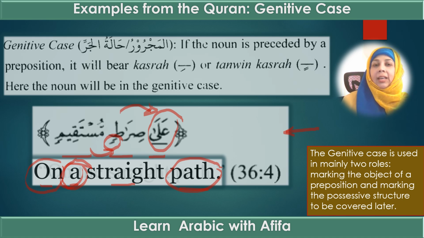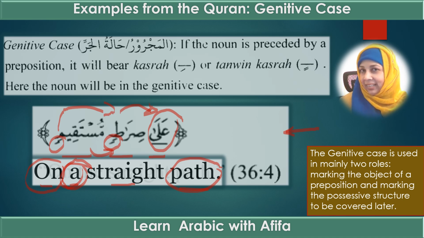Okay, and we see that mustaqimin is also tanween kasra. Why? Because it's an adjective describing the path. What kind of a path is it? It is a straight path. So adjectives we will discuss in future lessons, but it matches. Adjectives match the noun that they are modifying. So that is why it also has the tanween kasra on it.